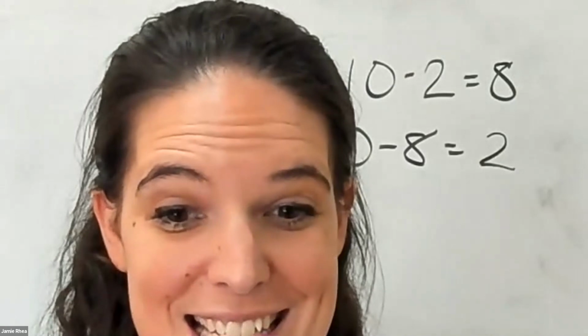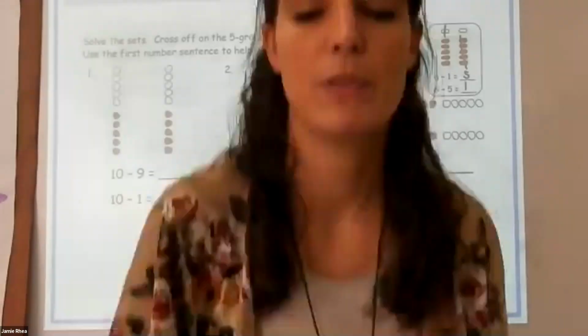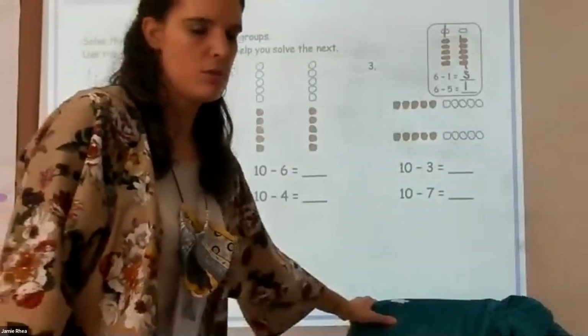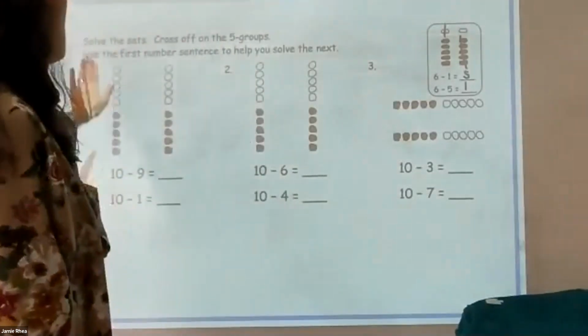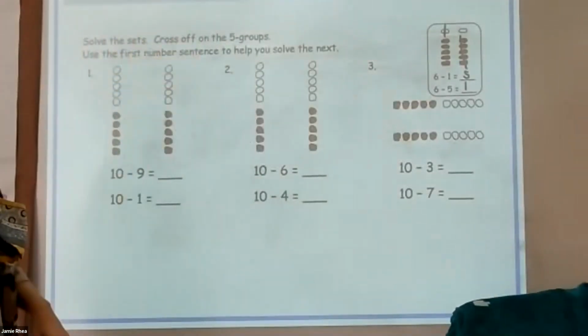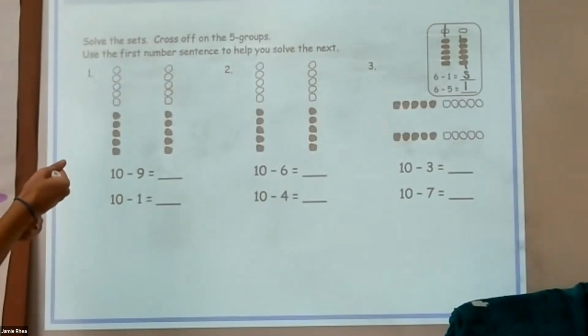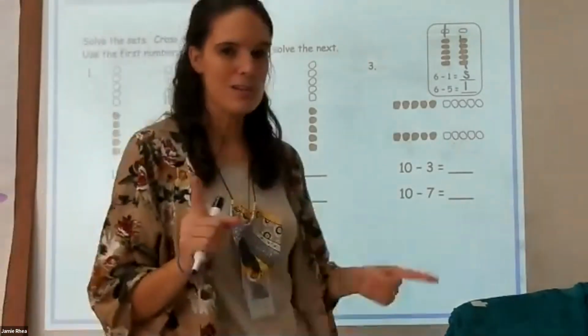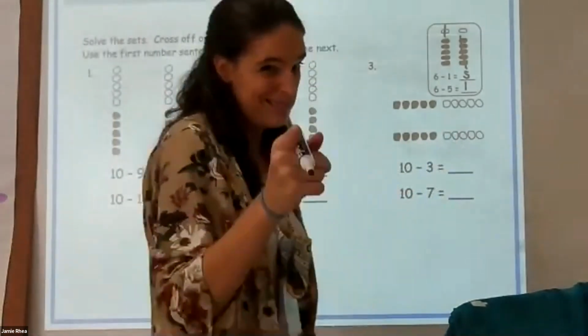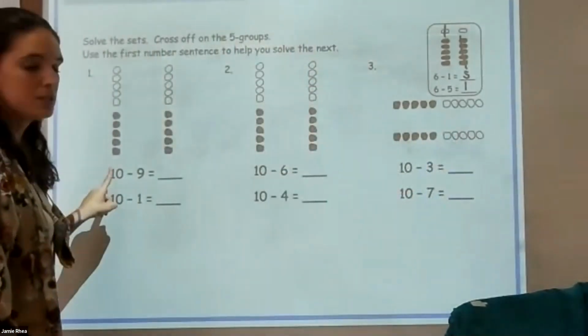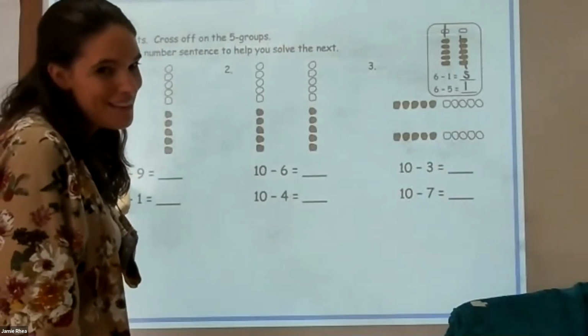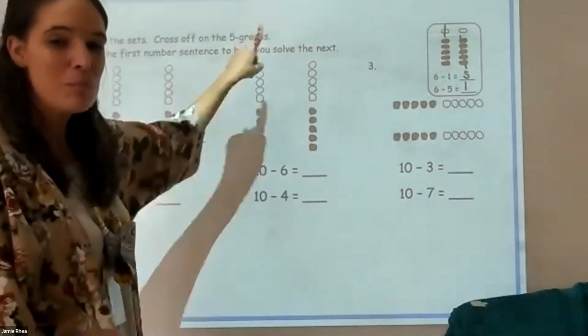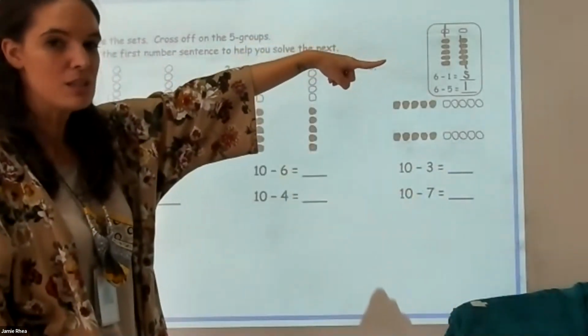Okay, let's look at this. See what you have to do. Number detectives always look and see. Solve the sets. Cross off the 5 groups. Use the first number sentence to help you solve the next number sentence, because if we have 1, we're probably just going to flip-flop it. I'm not going to do number 1 because you will, but I'm going to do number 2. Remember, there's an example over here if you need to see it.